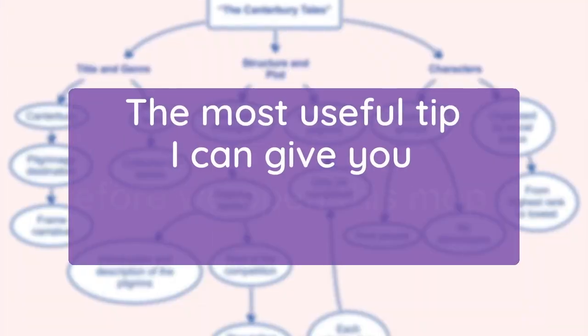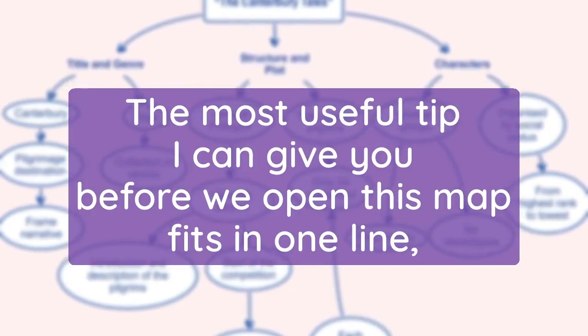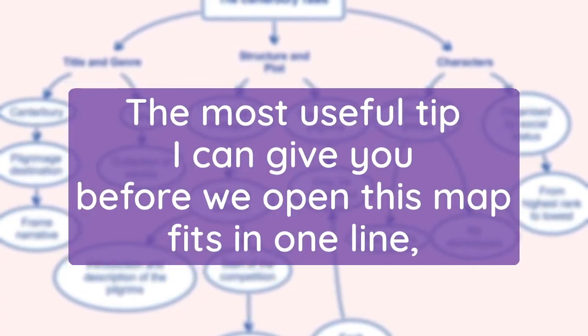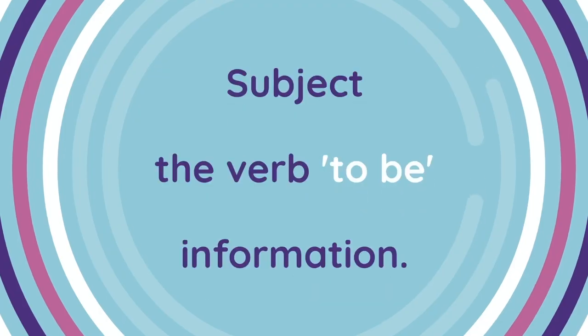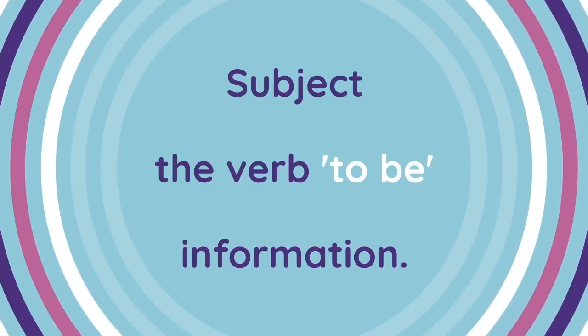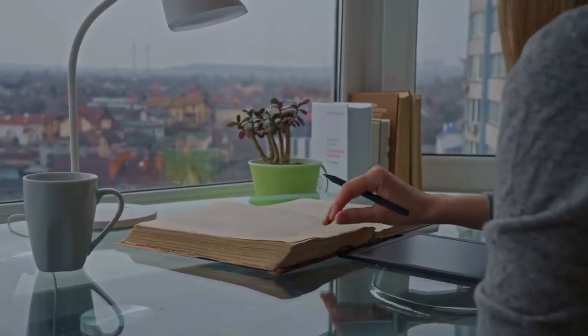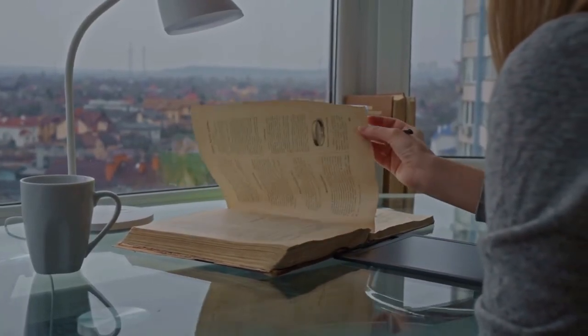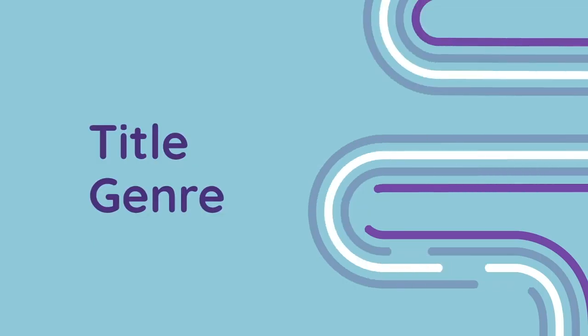Good. Let's continue. The most useful tip I can give you before we open this map fits in one line, and every sentence you produce in a speaking task will follow this pattern. Subject, the verb to be, information. Everything else is just an addition, and we are going from simplicity to complexity, step by step, and this is where we start. The first branch is title and genre.